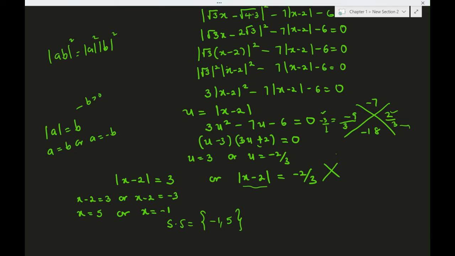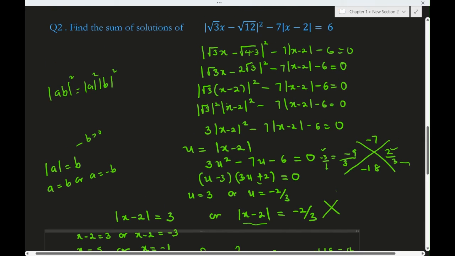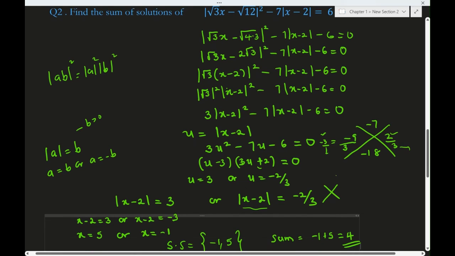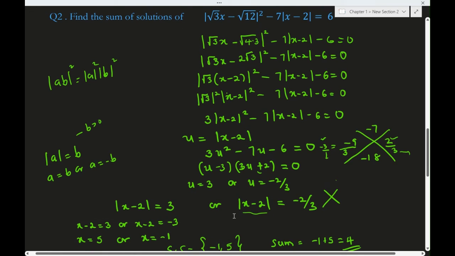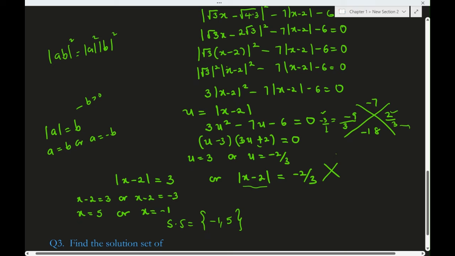So now the sum of the solutions is simply minus 1 plus 5, which is 4. So this is the sum of the real solutions of this absolute value equation. All right, so let's move to the next question.